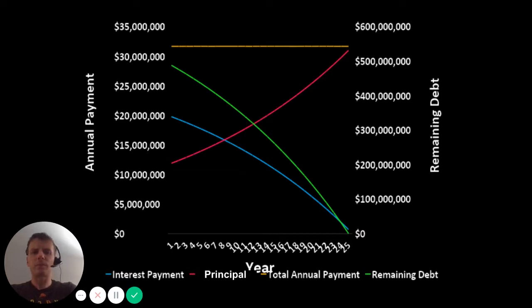What happens in years 1 through 25 is that the amount of principal each year that's being paid by the utility is subtracted from the remaining debt. As the share of the total annual payment in orange that is actual principal, in red, increases, you start to see that green line decline even faster. This especially takes place after the point at which principal becomes a larger share of the annual payment than interest.